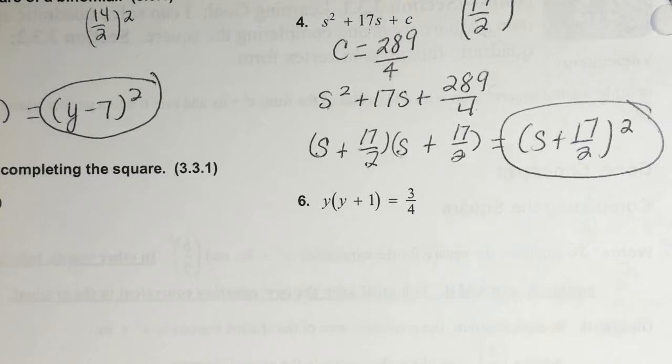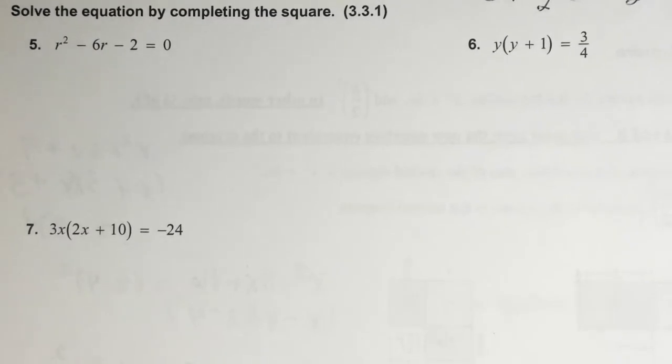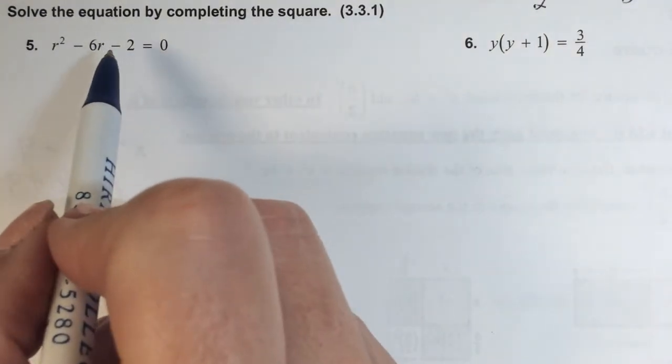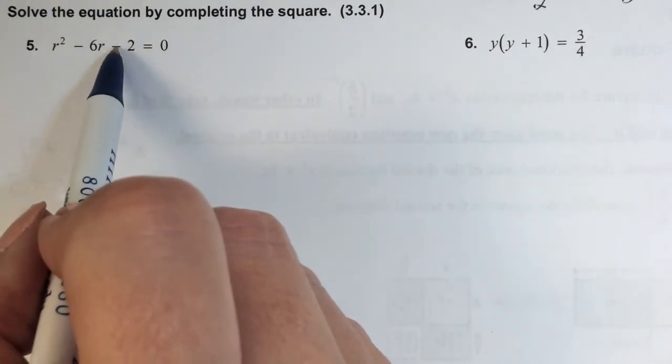All right, let's go on to the next part. We're now solving by completing the square. So to solve by completing the square, here's what we're going to have to do. This is what you really want to focus on. We have to take this number over to the other side.